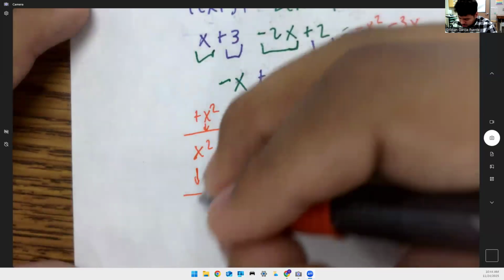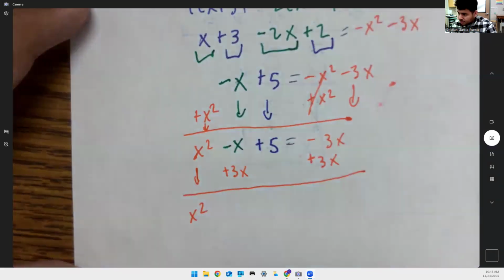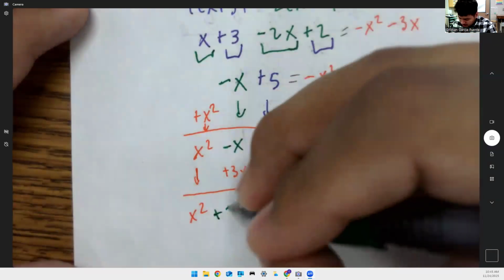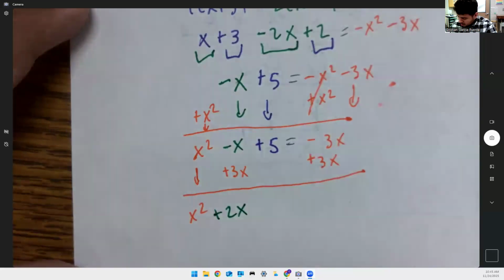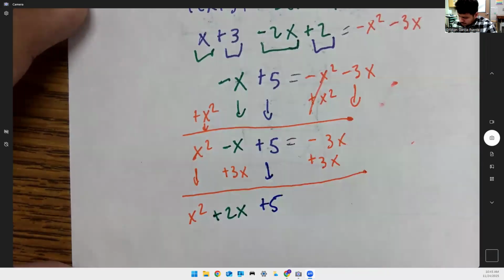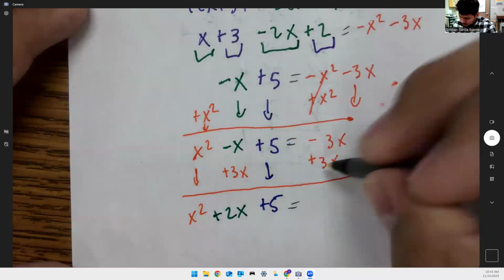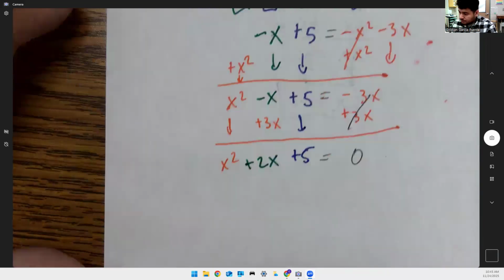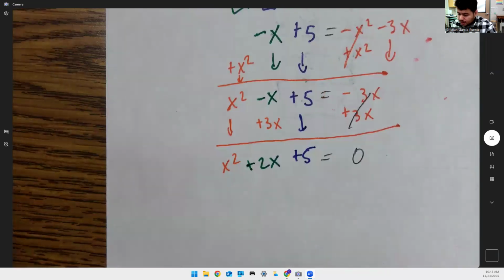So the x squared is going to drop down. What's negative x plus 3x? That's plus 2x. And then the plus 5 is just going to drop down. And these are just going to cancel, so you'll be left with 0. And now you do your ABC.